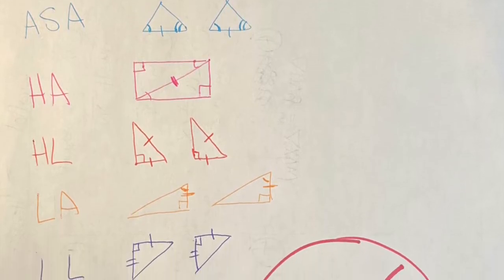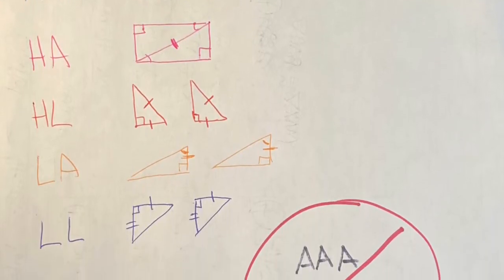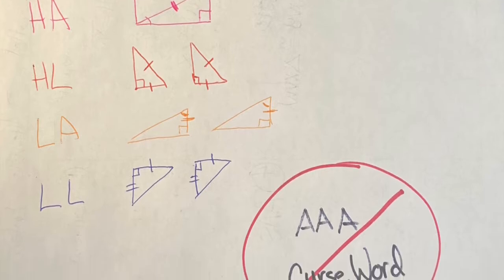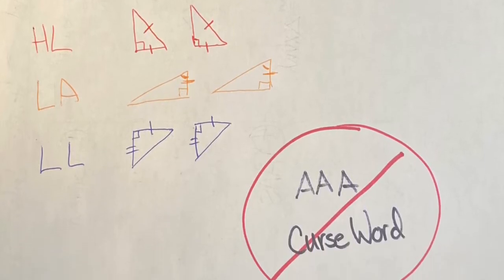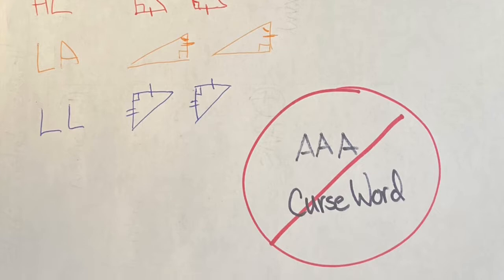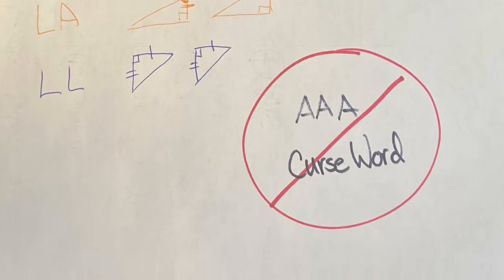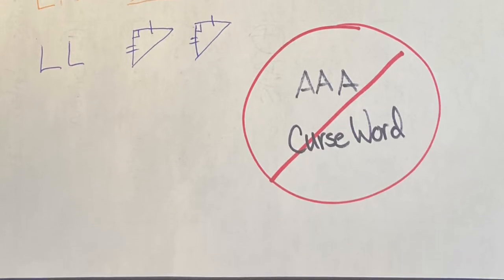The 4 right triangle proofs are HA, which deal with a hypotenuse and an angle; HL, which deal with the hypotenuse and a leg; LA, which deal with the leg and an angle; and LL, which deal with 2 legs. The ones that don't exist are AAA, ASS, the curse word, or the backwards version, SSA. Those don't exist.